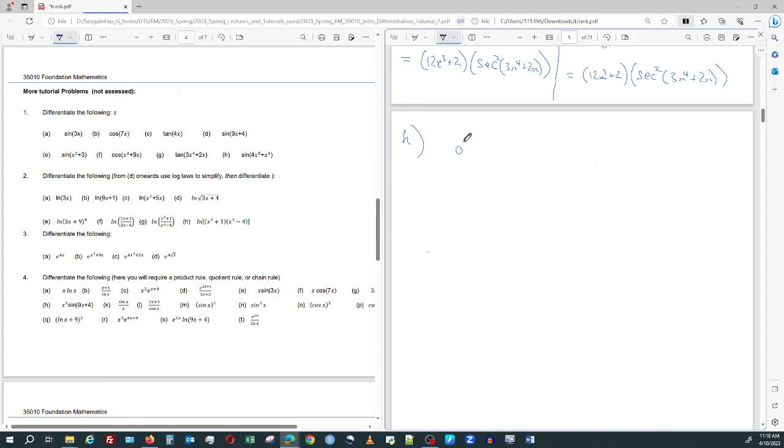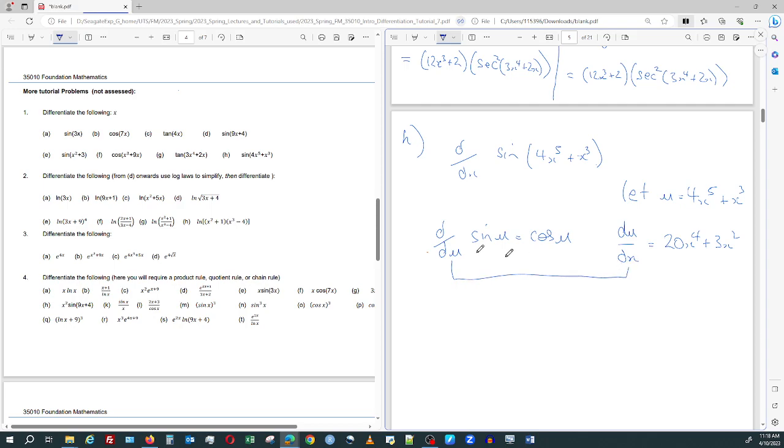So I'm just going to do d dx sine of 4x5 plus x3. So we'll let u equal 4x5 plus x3. Du dx is equal to 20x4 plus 3x squared. So this now becomes d du sine u, which is equal to, differential sine is cos u. There are our chains to put together.